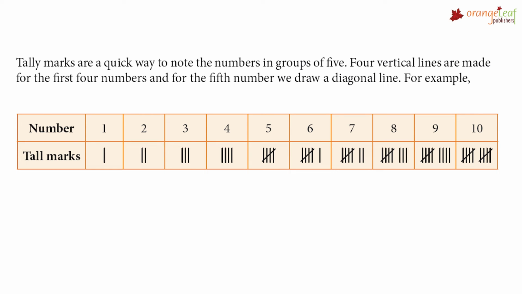As you can see, till the number 4, we draw 4 vertical lines. But for number 5, we draw a diagonal line across the 4 lines. This makes it one group of 5. For 6, we draw another vertical line with the already existing group of 5. Tally marks are a quick way to count the number of items in each category.